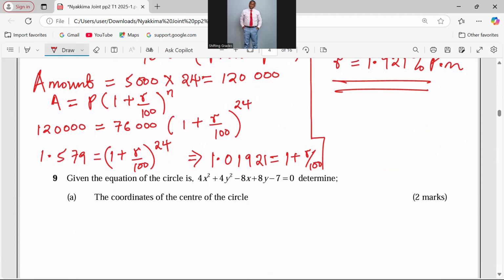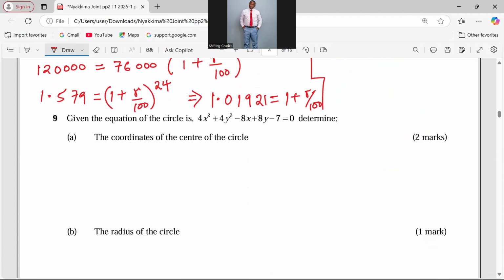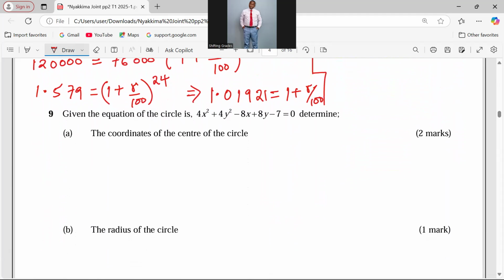Okay, we go to number 9 here. Very good question on equations of a circle. Given the equation of a circle, which is 4x squared plus 4y squared minus 8x plus 8y minus 7 equals 0, determine the coordinates of the center of the circle and also the radius of the circle.